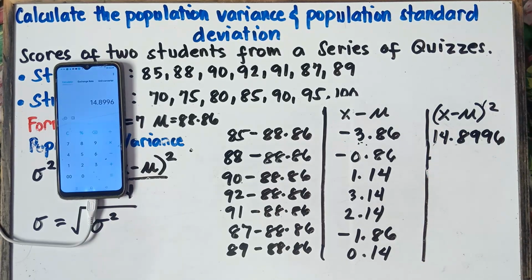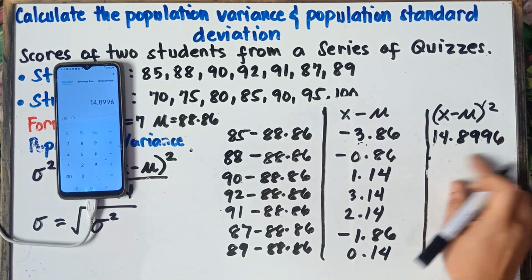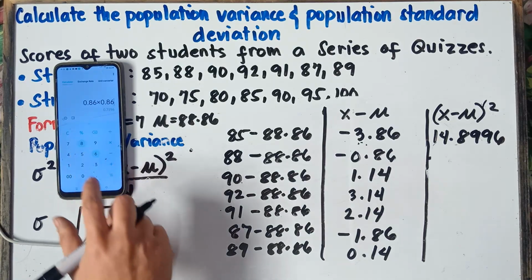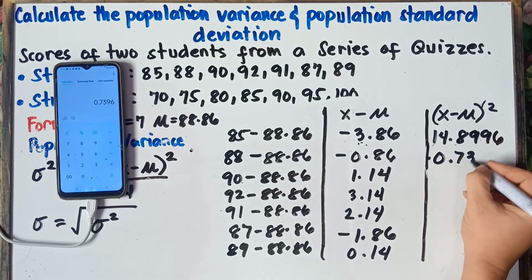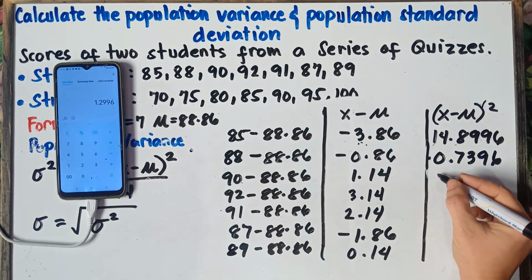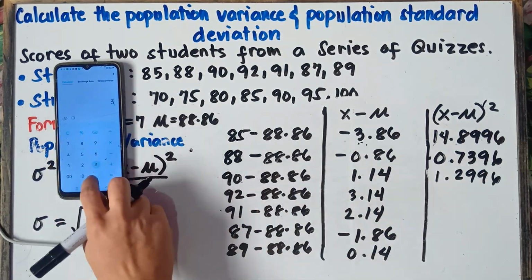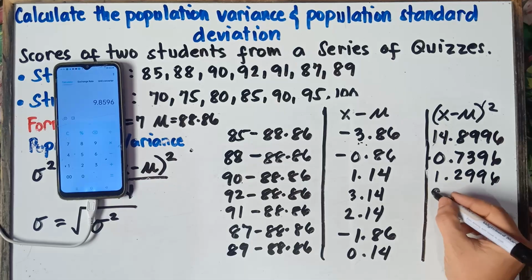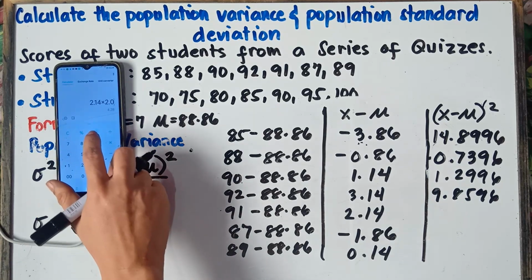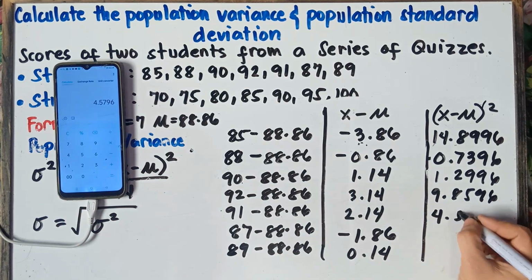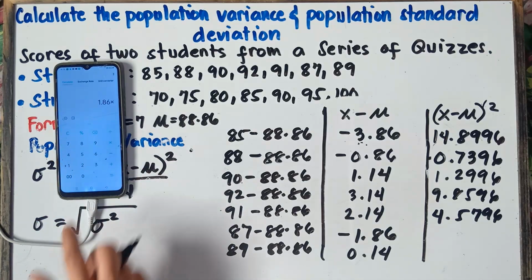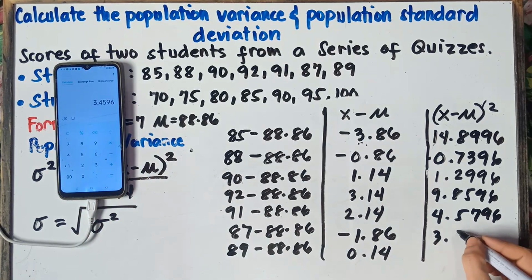We're not allowed to round up our answer unless this is our final answer. So simply copy all four decimal numbers, 8996. Then 0.86 times 0.86, the answer is 0.7396. 1.14 times 1.14 is 1.2996. 3.14 times 3.14 is 9.8596. 2.14 times 2.14 is 4.5796. And 1.86 times 1.86 is 3.4596.